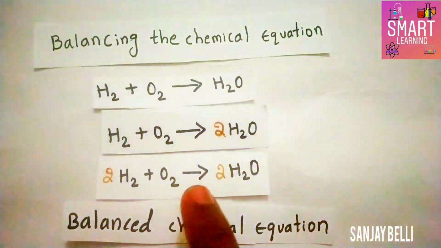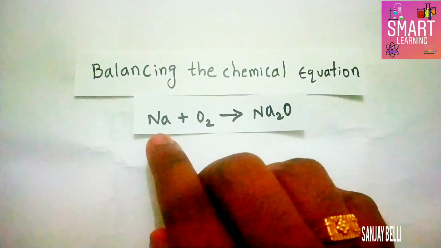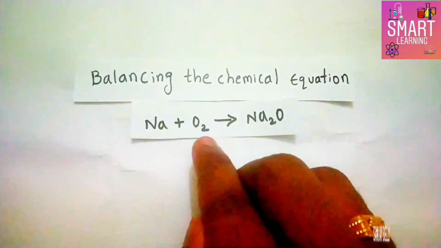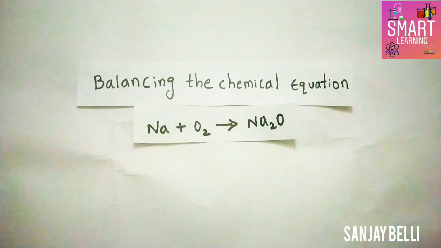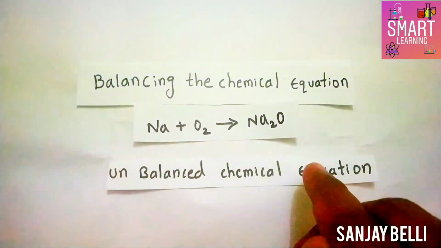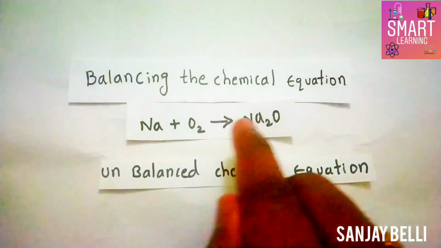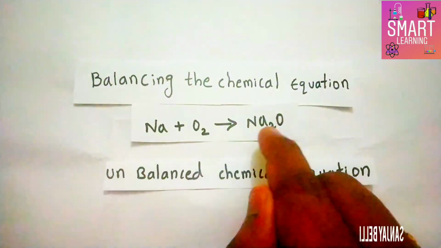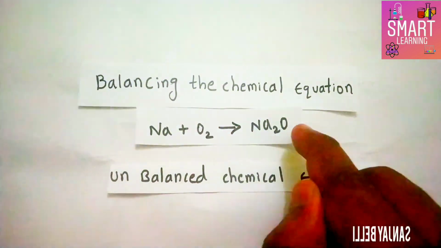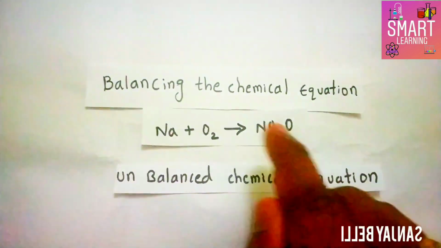Now let me go with another example. Here you have your second example. Na plus O2 gives rise to Na2O. That means sodium plus oxygen gives rise to sodium oxide. So it is an unbalanced chemical equation. How can we say it is unbalanced? 1 sodium on the reactant side, whereas 2 sodium on the product side. 2 oxygens on the reactant side, 1 oxygen on the product side. So it is an unbalanced chemical equation.